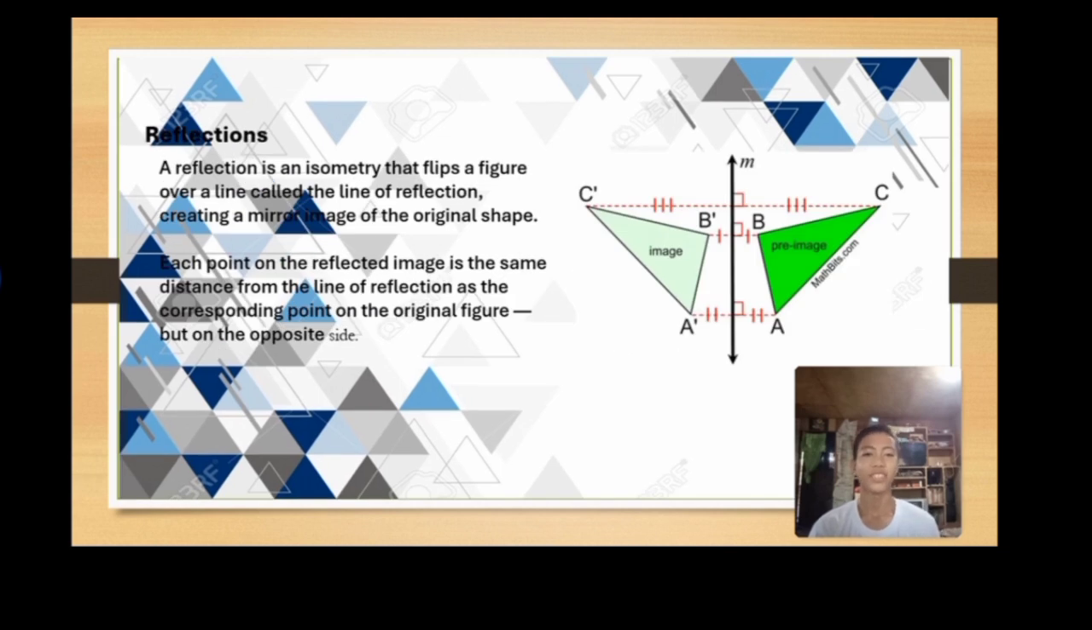Reflection. A reflection is an isometry that flips a figure over a line called the line of reflection, creating a mirror image of the original shape. Each point on the reflected image is the same distance from the line of reflection as the corresponding point on the original figure, but on the opposite side.